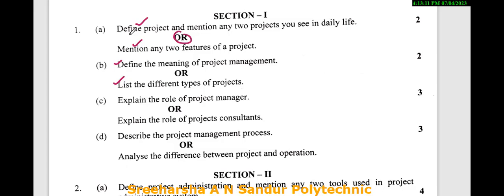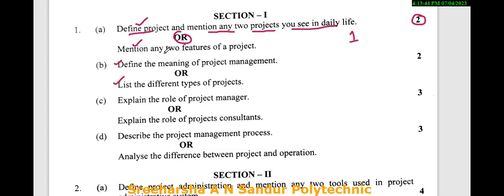Now, what is asked here? Define project and mention any 2 projects you see in your life. That is for 2 marks. When you see this, the definition is for 1 mark. For listing 2 projects, you need not explain anything, just list, that is, write the names of the projects, like academic project, building construction project. In that way you can write 2 names, that's it.